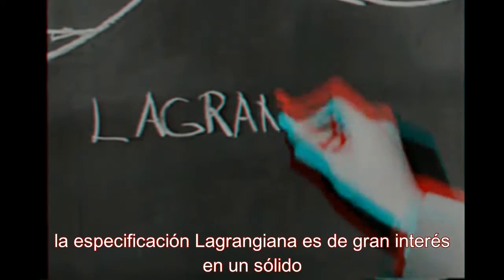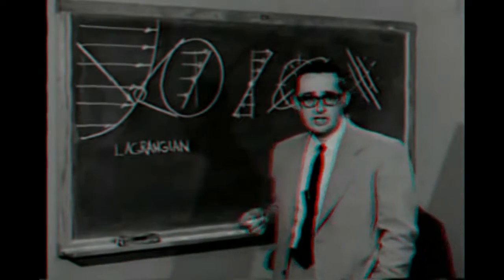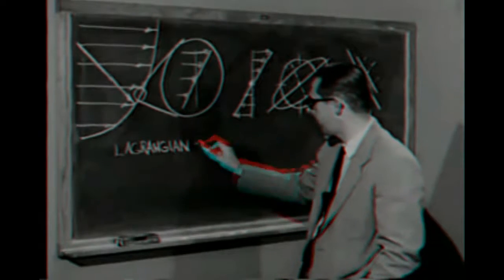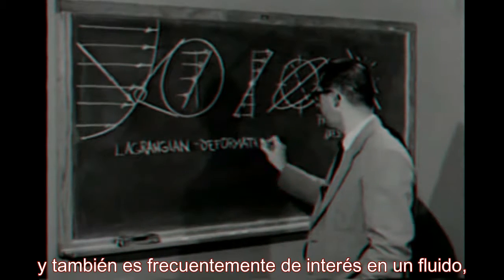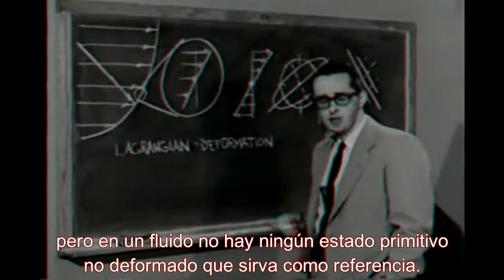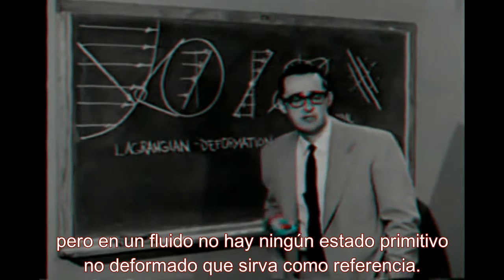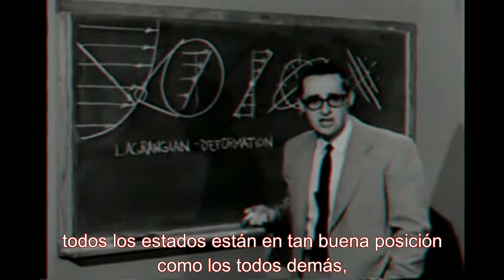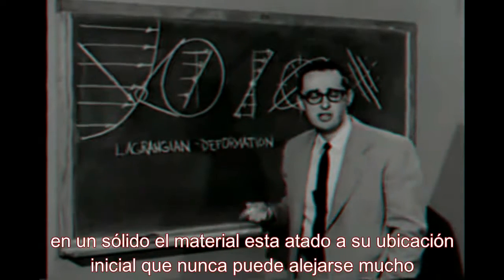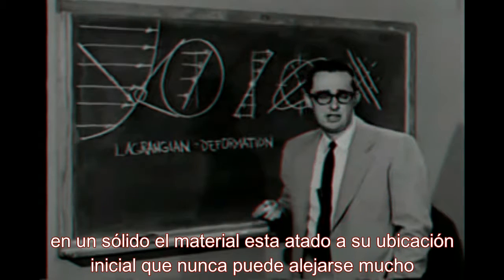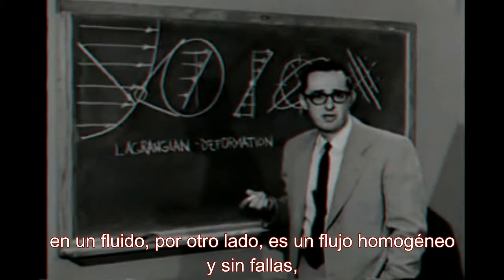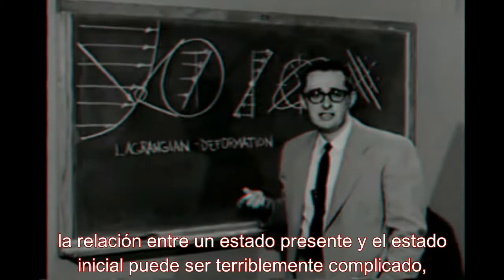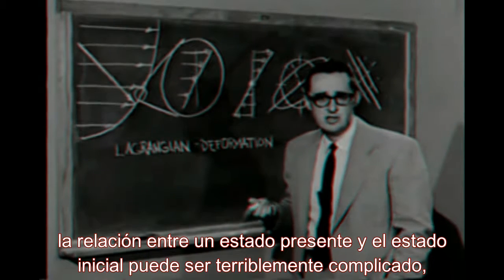The Lagrangian specification is of great interest in a solid as a description of deformation. And it's also frequently of interest in a fluid. But in a fluid, there isn't any primeval undeformed state to serve as a reference. Every state is in about as good standing as every other. In a solid, the material is tied to its initial location. It can never get very far away from it. In a fluid, on the other hand, in an unsteady, inhomogeneous flow, the relation between the present state and the initial state can be terribly complicated.